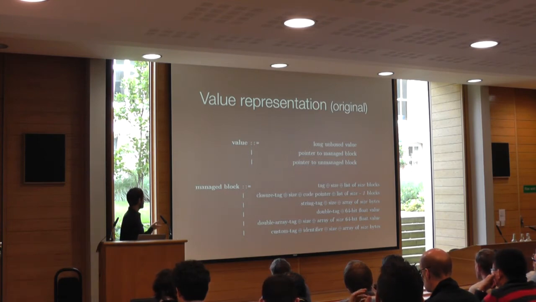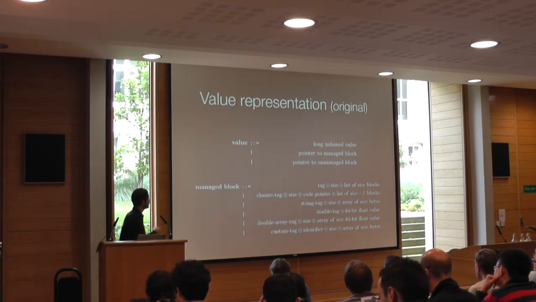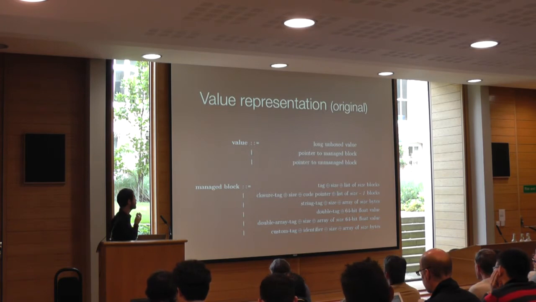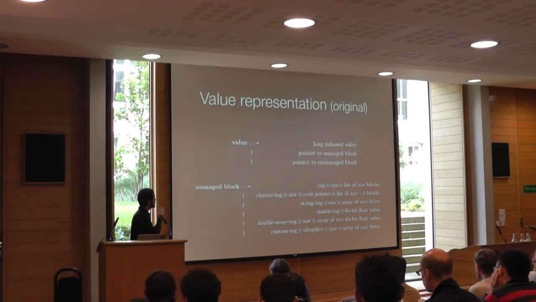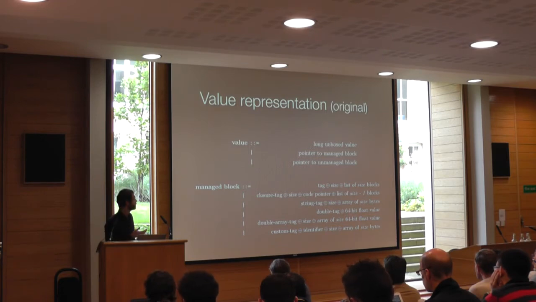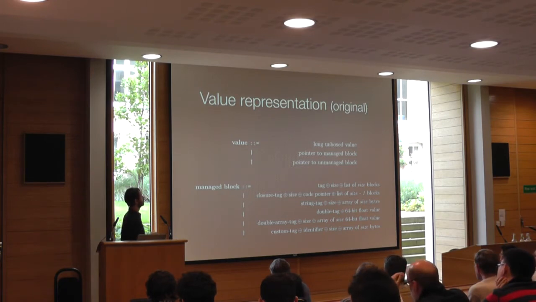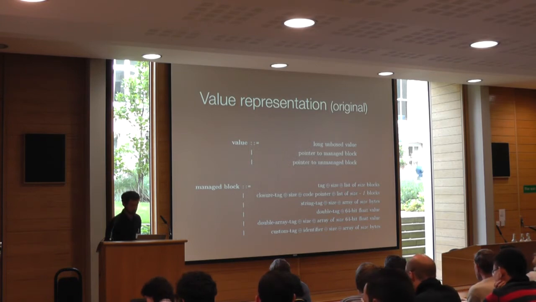Then you have different kinds of managed block. In fact, only the first one is really important. The others are just optimizations. So basically, a managed block consists of a header with a tag and a size, and the size tells you how many other values your block contains.